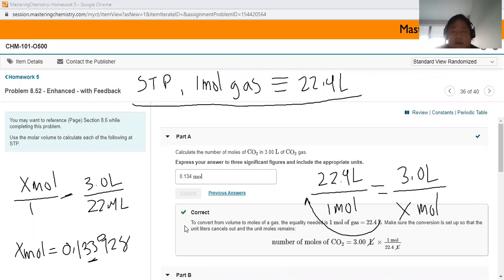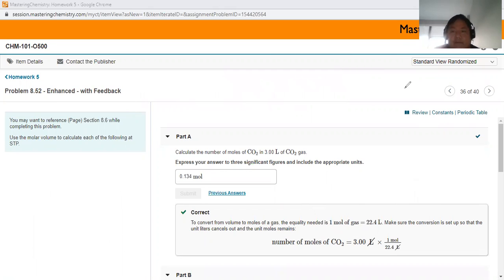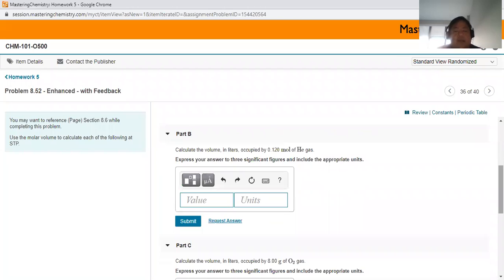But let's go ahead and continue on, because I believe it was part C that was giving our student problems. So let's go to part B first. It says, calculate the volume in liters occupied by 0.12 mole of helium gas. Again, we're going to use that same relationship. So 22.4 liters.